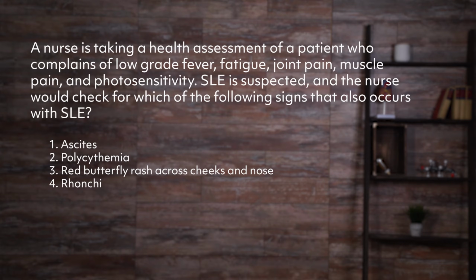Here's another. A nurse is taking a health assessment of a patient who complains of a low-grade fever, fatigue, joint pain, muscle pain, and photosensitivity. SLE is suspected, and the nurse would check for which of the following signs that occurs with SLE. Number 1, ascites. Number 2, polycythemia. Number 3, red butterfly rash across the cheeks and nose. Number 4, bronchi.